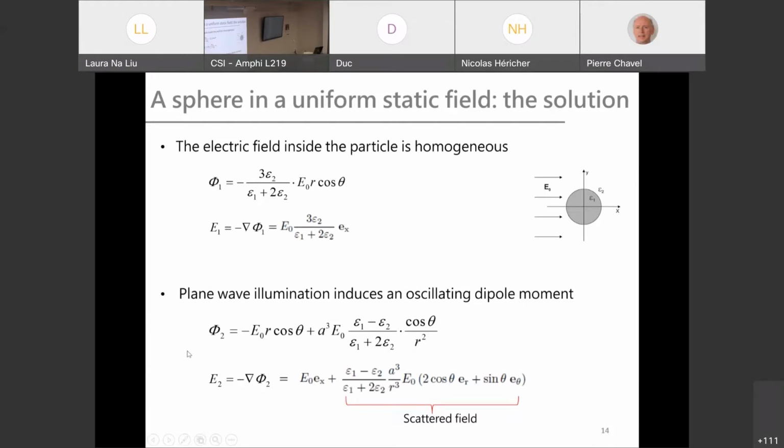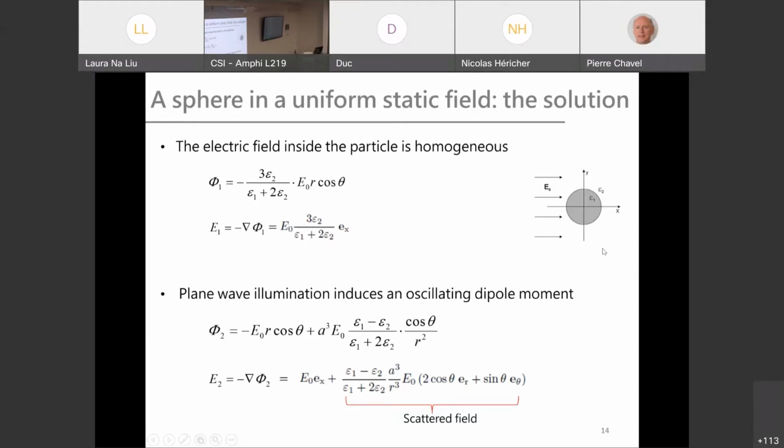What is more interesting is the field outside. We can get E2, which is minus the gradient of phi 2. The first component is the contribution from the external field, the incoming light. The second component is, of course, the scattered field from this electric dipole. In conclusion, in this domain one can treat the metallic nanoparticle as an effective dipole.